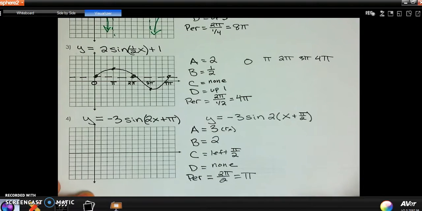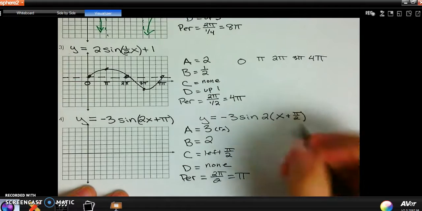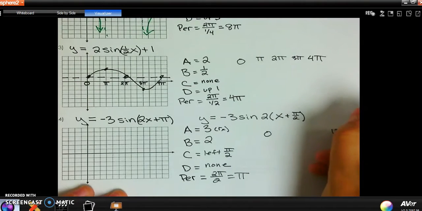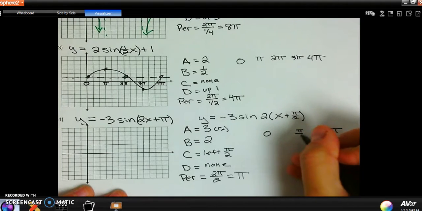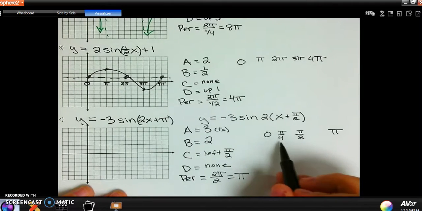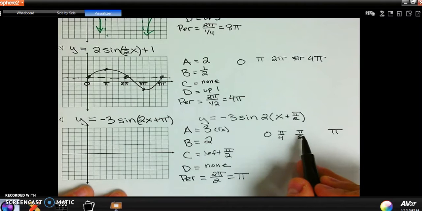Okay, so from here, I'm just going to move that just a touch. My period is pi. So that would mean that my normal key values would be from 0 to pi. So that means that halfway between there is pi over 2. Halfway between that is pi over 4. So you're counting by pi over 4s. So 1 pi over 4, 2 pi over 4, which is a half.